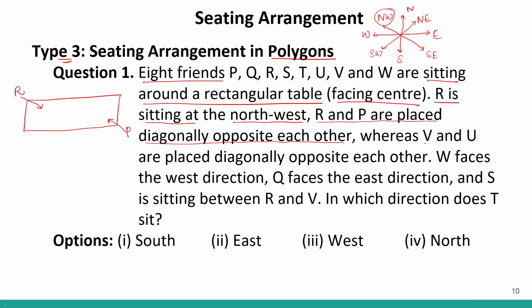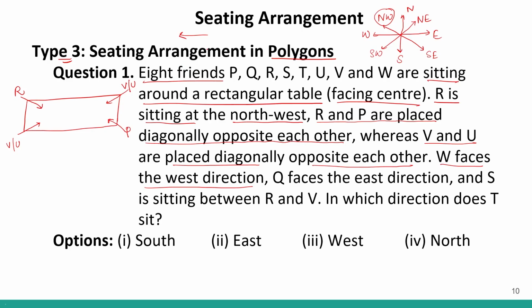Now it is given to us that V and U are placed diagonally opposite to each other. So for the other diagonally opposite pair, I can see this direction. Now in this direction, we can have either V or U. This is not specified. We can have either V or U. Correct? Now, W faces the west direction. Which is the west direction? This is the west direction.